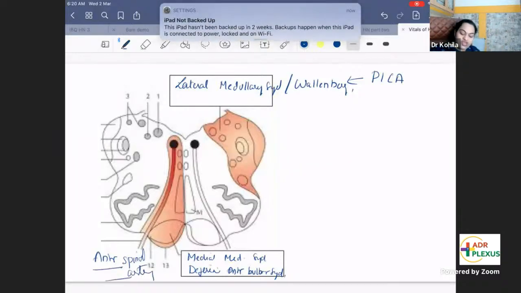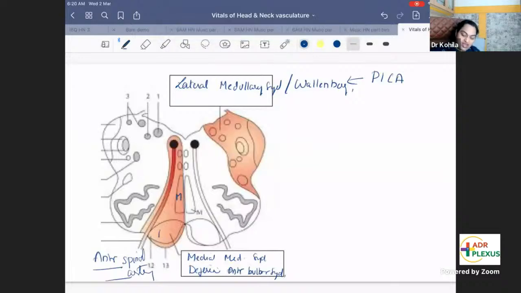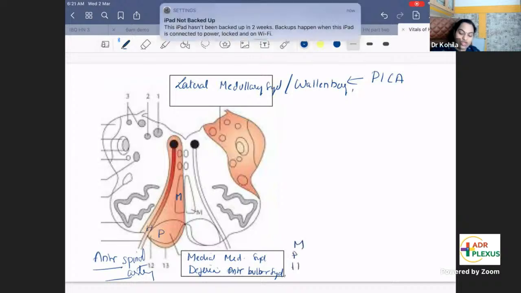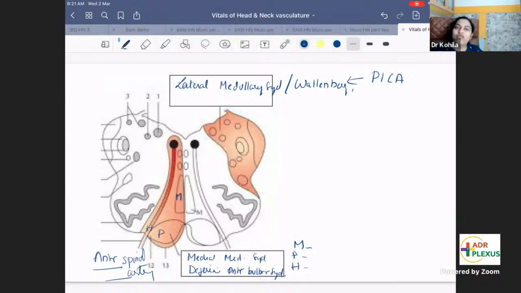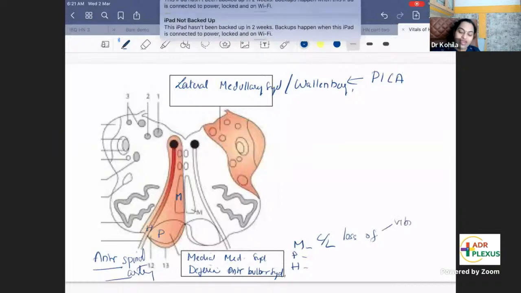So what are the structures involved here in the medial medullary syndrome? Medial lemniscus, pyramid, hypoglossal nerve: MPH, master in public health. So what will happen when there is injury to the medial lemniscus? Medial lemniscus is nothing but the crossed fibers of your dorsal column pathway, right? So contralateral loss of vibration, proprioception, all the posterior column sensations.